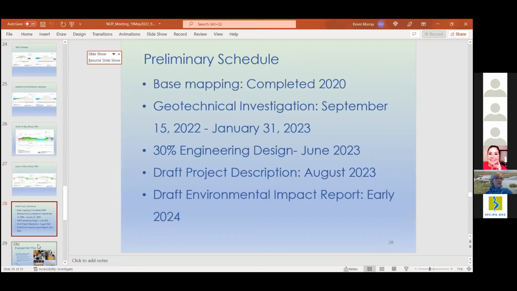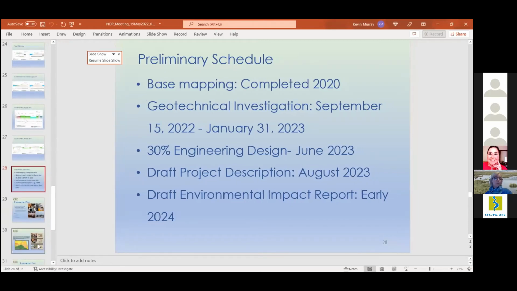So what does our schedule look like? We completed base mapping in 2020, and environmental and historic preservation review by FEMA is complete. So our next work will be implementing a geotechnical investigation within our allotted work windows, which would be between September 15th and January 31st, the end of this year to the beginning of next year.